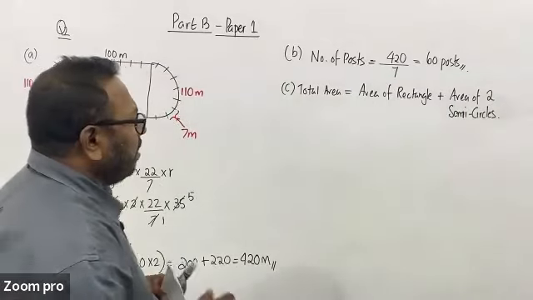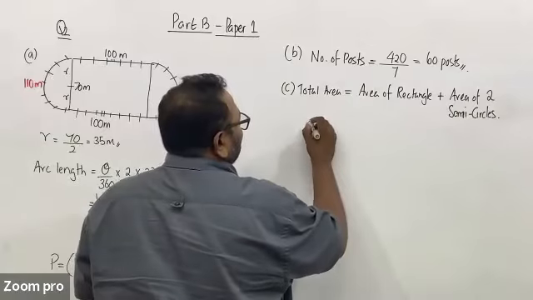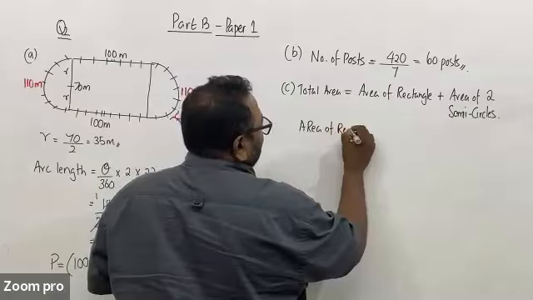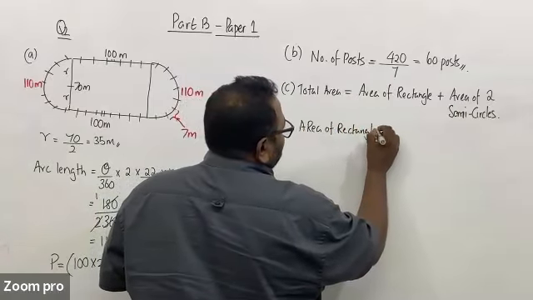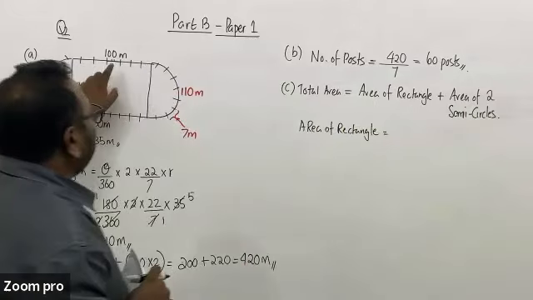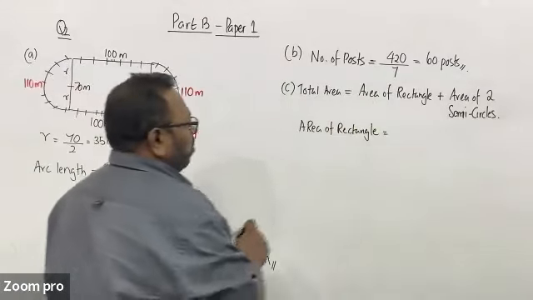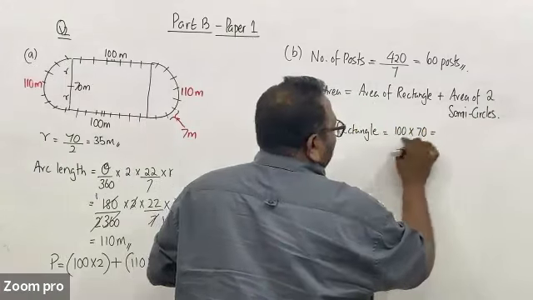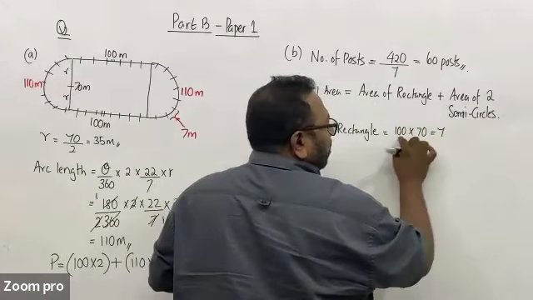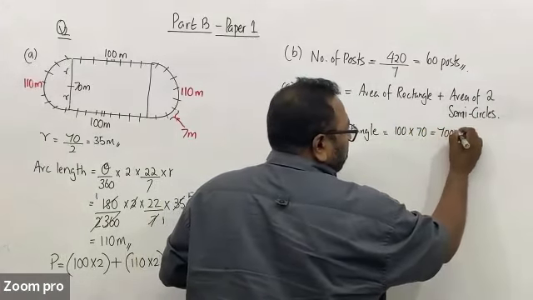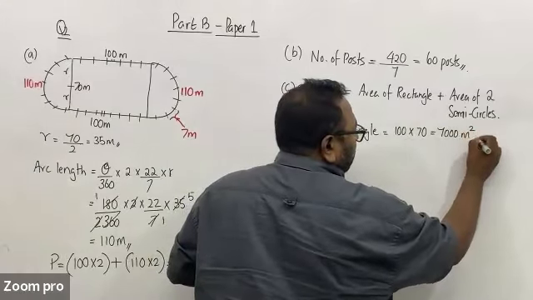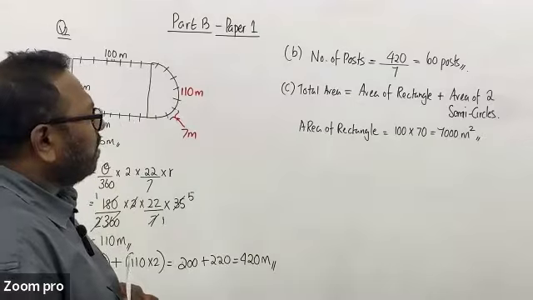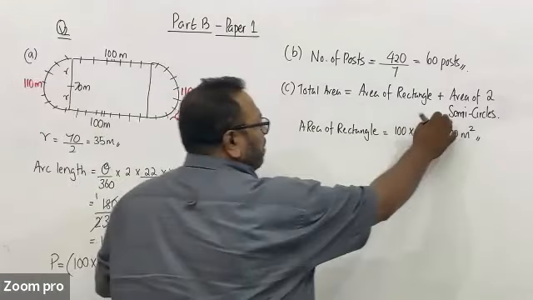Area of rectangle, we know how to calculate quickly. Area of rectangle is equal to length into breadth. So 100 into 70. 1 into 7 is 7, 3 zeros. So 7,000 square meters. Okay, area of rectangle. Then area of two semicircles.